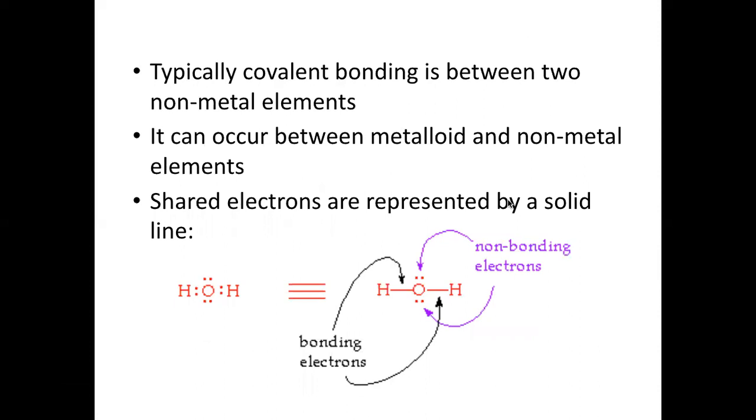Typically, covalent bonding is between 2 non-metal elements. It can occur between metalloids and non-metal elements. And to reiterate again, the shared electrons are represented by a solid line. So this is what water would look like if we just put a line where those 2 shared pairs of electrons are. And when you do draw this molecule, you do still need to show that you have these non-bonding electrons here.